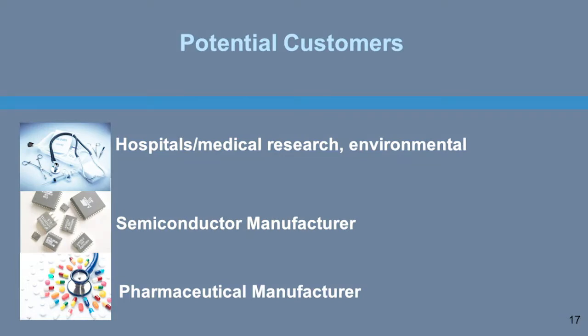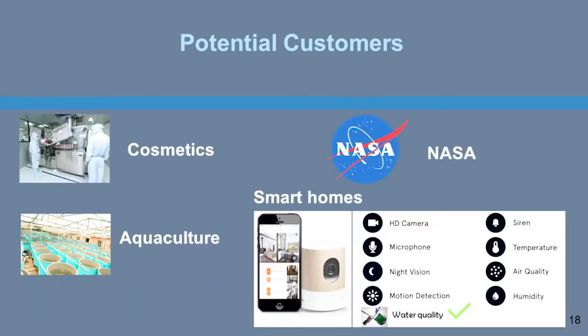Just as a recap, there's definitely a market match for the sensor. So applicabilities in the medical field, environmental field, semiconductor, pharmaceutical industries, cosmetics, aquaculture, NASA, definitely Department of Defense as well. And why not smart homes? So those are the features that the technology already has. Why not add the water quality icon?